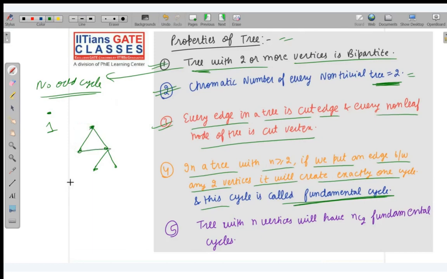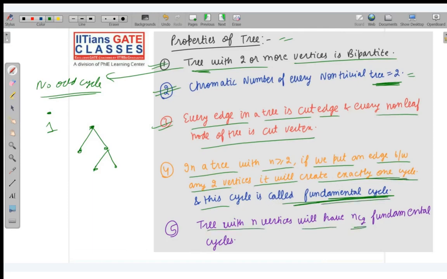Similarly, if you put an edge between them, we have got a cycle. Similarly, if you put an edge here, we have got a cycle. If you put an edge between them, we have got a cycle. That's it. So this is the basic meaning here. In a tree with n greater than or equal to 2, if you put an edge between any two vertices, it will create a cycle.